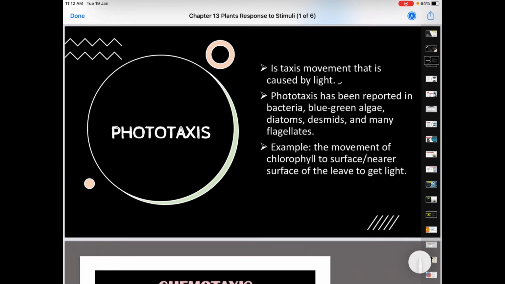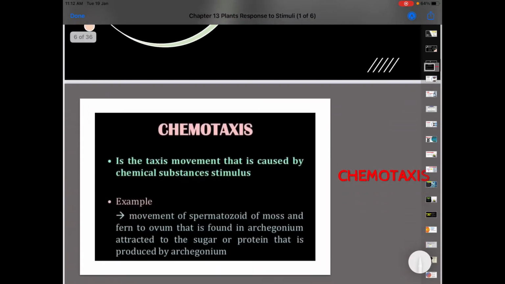Phototaxis is the taxis movement that is caused by light. Phototaxis has been reported in bacteria, blue-green algae, which are cyanobacteria, diatoms, desmids, and many flagellates. All of these are invertebrates. It also includes the movement of chlorophyll to the surface or near the surface of the leaf to get light.